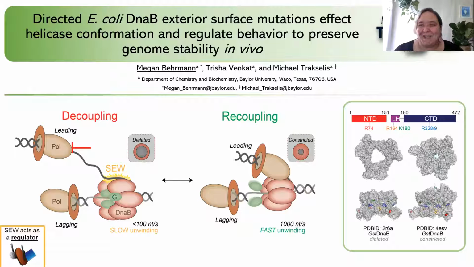Hi, my name is Megan, and today I'm going to be talking to you about my work looking at the regulation mechanism of the bacterial DnaB helicase in vivo. Steric exclusion and wrapping is a mechanism that engages upon helicase polymerase decoupling to slow down helicase activity.